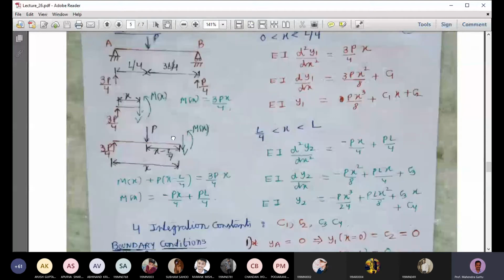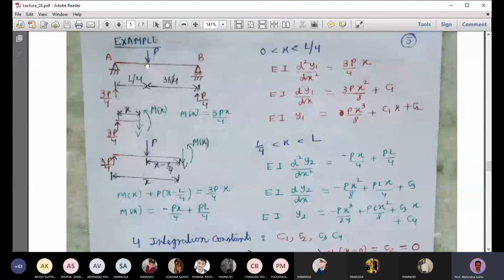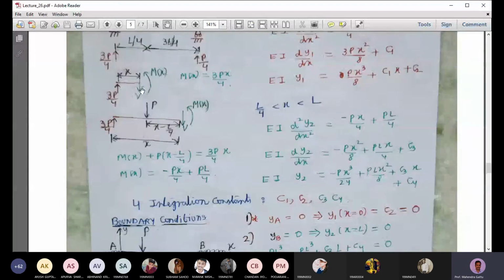First we'll find the bending moment between A and C, where x lies between 0 and L by 4. We cut a section. The reaction here will be 3P by 4. How is it 3P by 4? We take bending moment about B: P into 3L by 4 is balanced by Ra into L, so it will be 3P by 4. On the right surface we have V downward and M of x in the anti-clockwise direction. So M of x will be 3P by 4 into x.